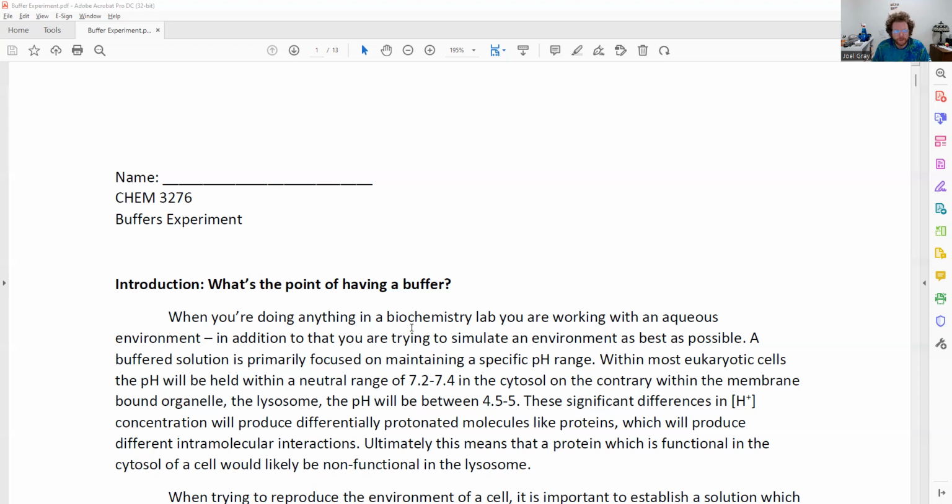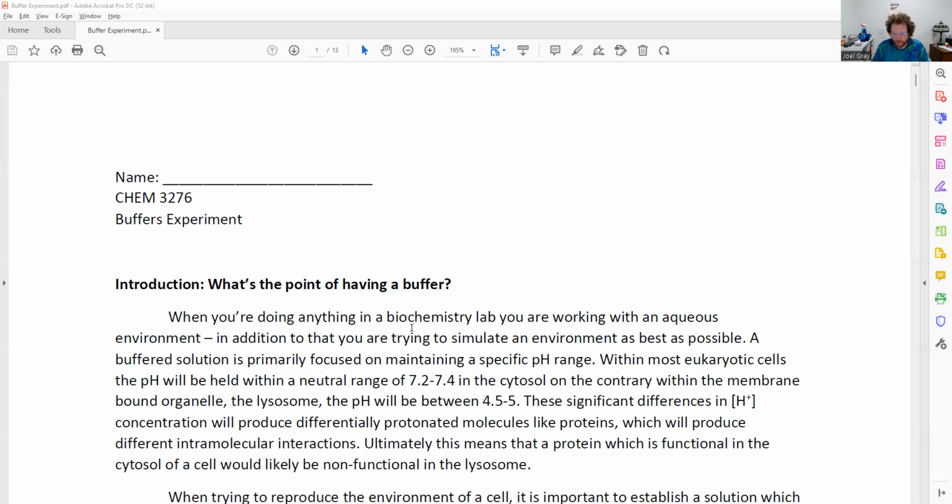In addition to that, in a Chem 2 setting, it's entirely possible that you'll be told to prepare a buffer with a pH of 10.5 or 5.6, 3.5, something that's outside of a neutral range. Whereas in a biochemistry lab, it's most common that the pH for the buffer that you're going to prepare is within a range of approximately 7.2 to 7.4, because that's the range that most organisms live within.